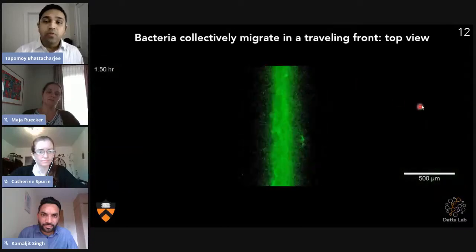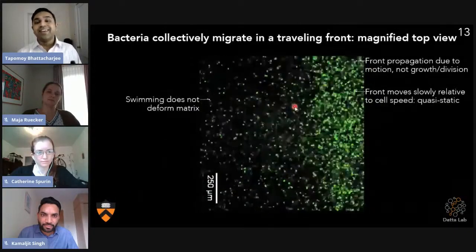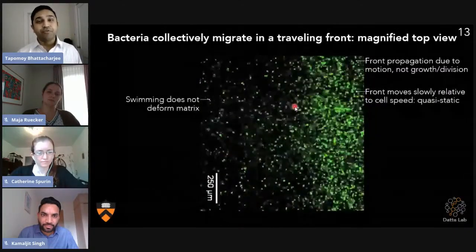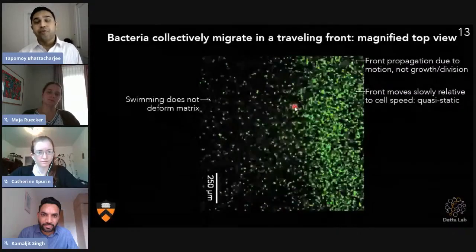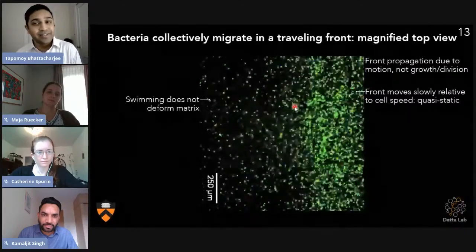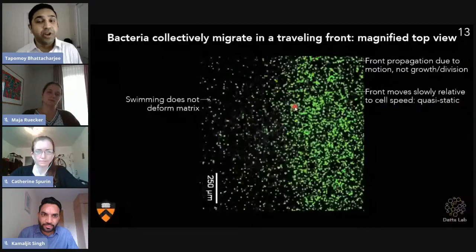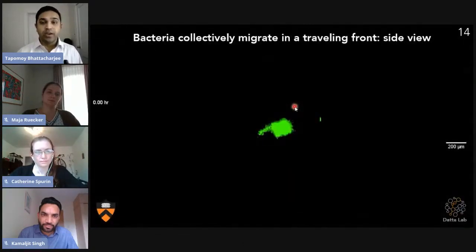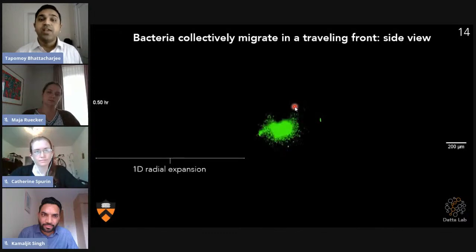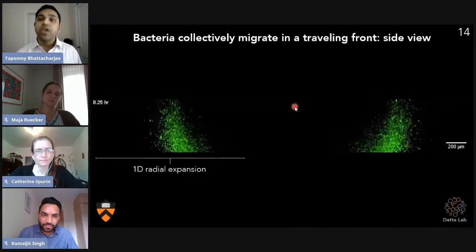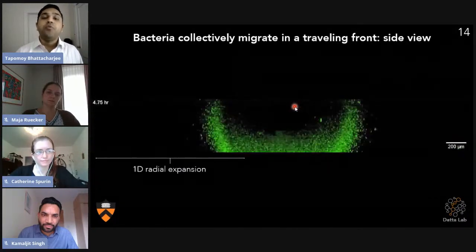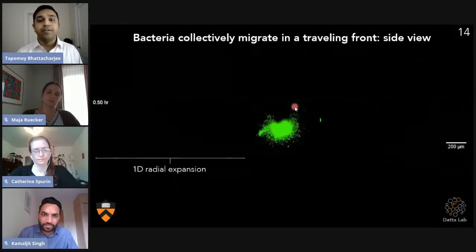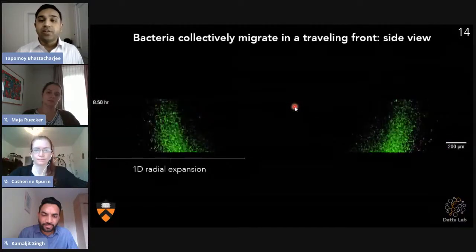But if you zoom in on one of those traveling waves, you'll see the cells are actually motile. They're moving in random directions. However, the front moves at a constant speed in a constant direction, and the front speed is pretty low. And since we are collecting this data on a confocal microscope, we can see this process from the side and confirm that it's truly a one-dimensional problem where a solid cylinder of bacteria expands as a hollow cylindrical shell.